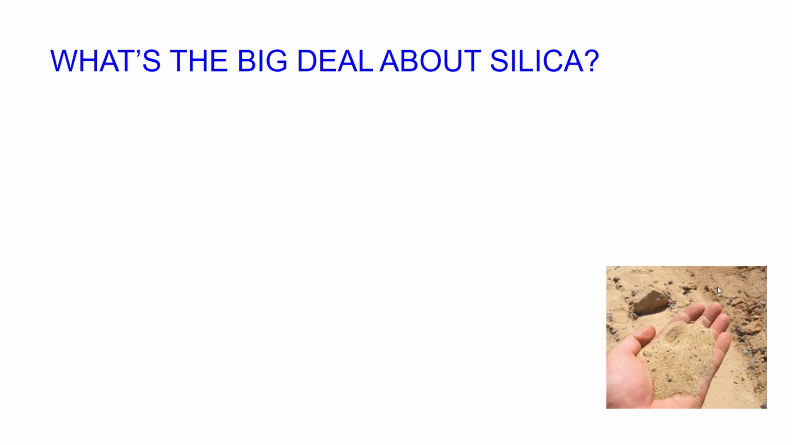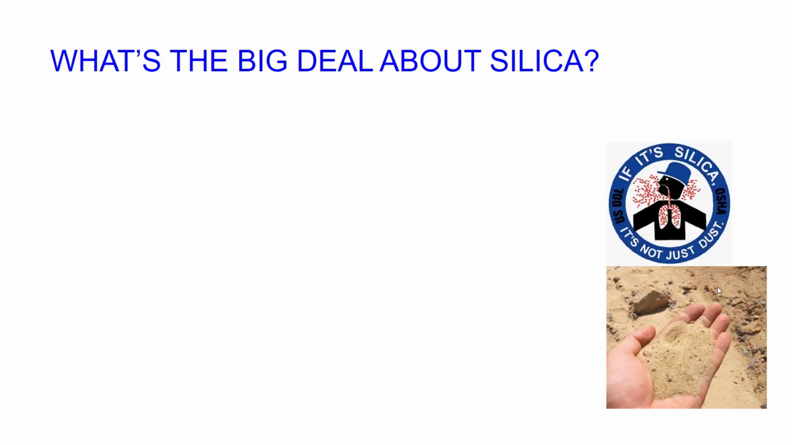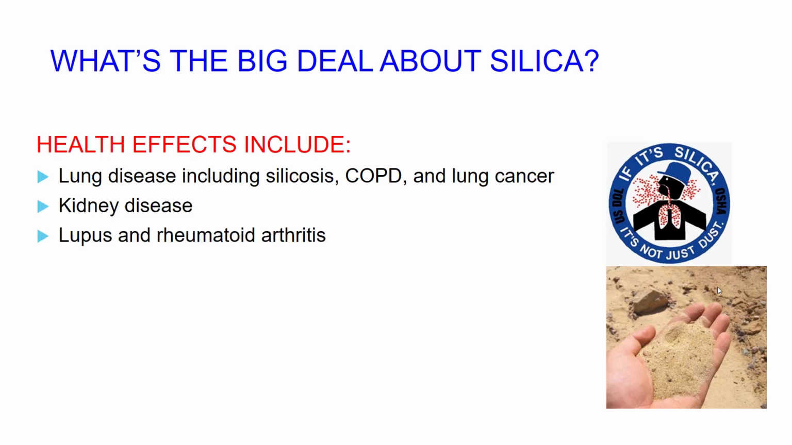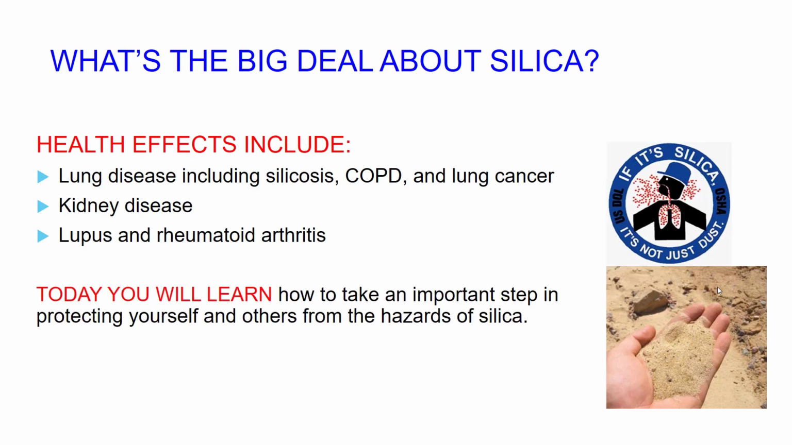Before we get into the details of sampling, let's just take one slide to consider what's the big deal about silica. Why does OSHA say if it's silica, it's not just dust? You probably know that silica exposures have been linked to the lung disease silicosis. But you may not know that silica exposures can also lead to lung cancer, kidney disease, lupus, and rheumatoid arthritis. Today, you will learn how to take an important first step in protecting yourselves and others from the hazards of silica: air sampling.